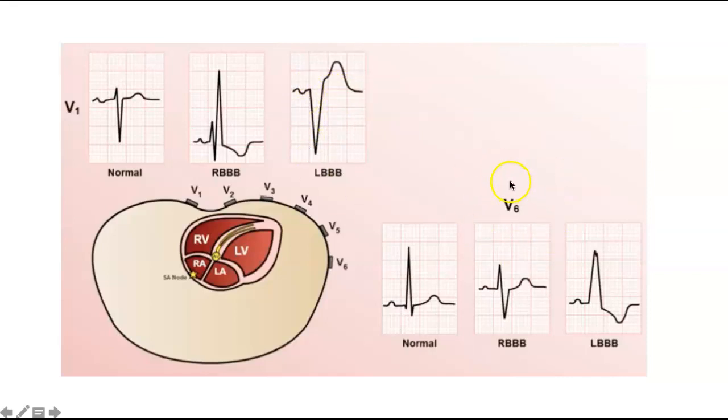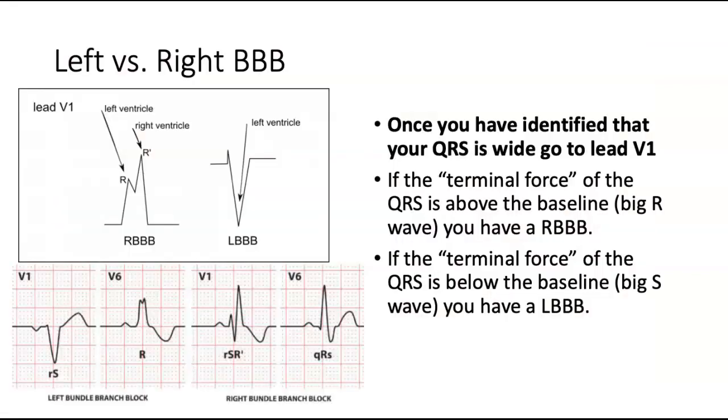In lead V6, this is the normal QRS complex with a right bundle branch block; we don't see the R prime as frequently. We do see in the left bundle branch blocks in lead V6, we will often see an unusually shaped R wave with a notched appearance at the top. And again, these are wider complexes, much wider than 3 small boxes. Same as here in lead V1. This QRS complex is wider than 3 small boxes.